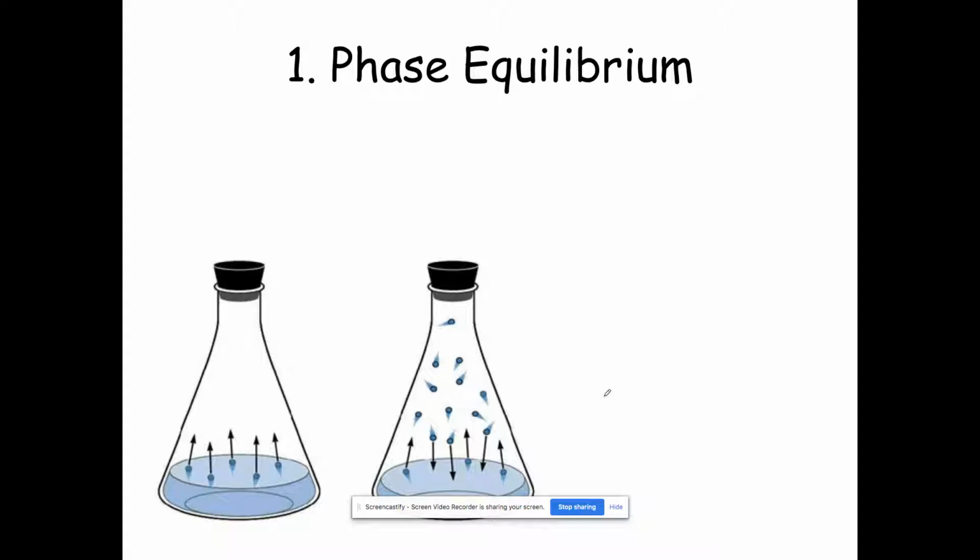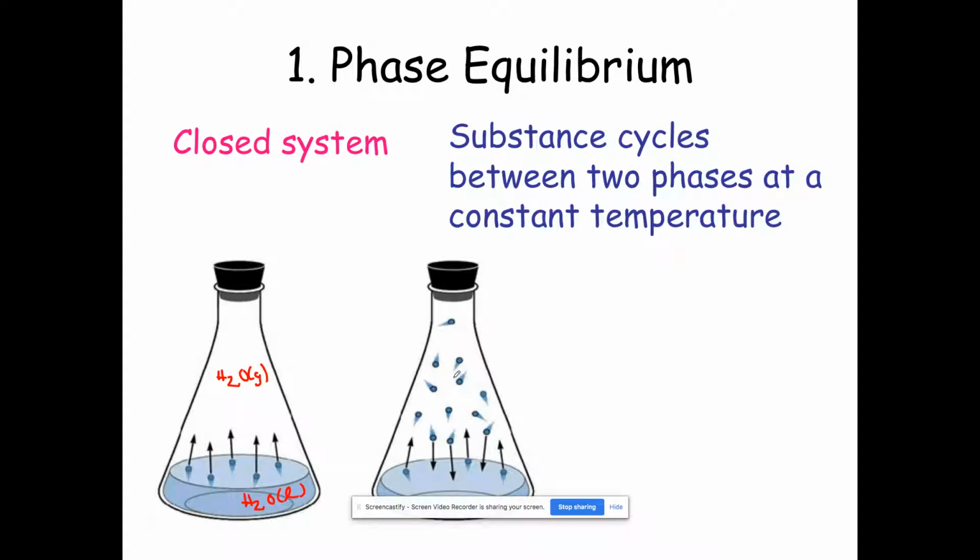It's called phase equilibrium. So right here, you'll notice we probably have H2O liquid. And since it's a closed container, you see this is happening, so we have some H2O gas up here. And you'll also notice, so here's our gas, but some of those gas particles are coming back down to become liquid, and some of them are still going back up. So phase equilibrium has to be a closed system, like we talked about. The substance is cycling between two phases at a constant temperature.